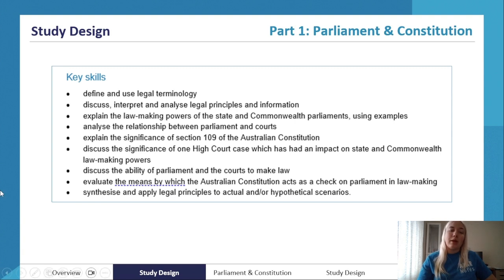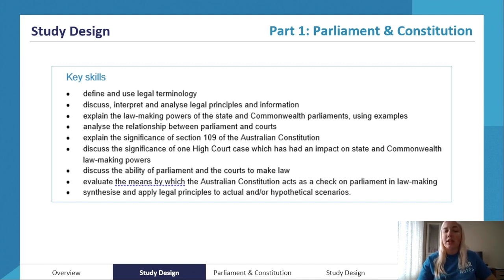You will also have to be able to explain the lawmaking powers of the state and Commonwealth parliaments using examples. So this refers to your division of powers as exclusive, which belong to the Commonwealth Parliament, residual, which belong to the state parliaments, and concurrent, which are shared across both parliaments. You'll also have to analyze the relationship between Parliament and the courts. So, how do the courts influence Parliament, and how does Parliament influence the courts?